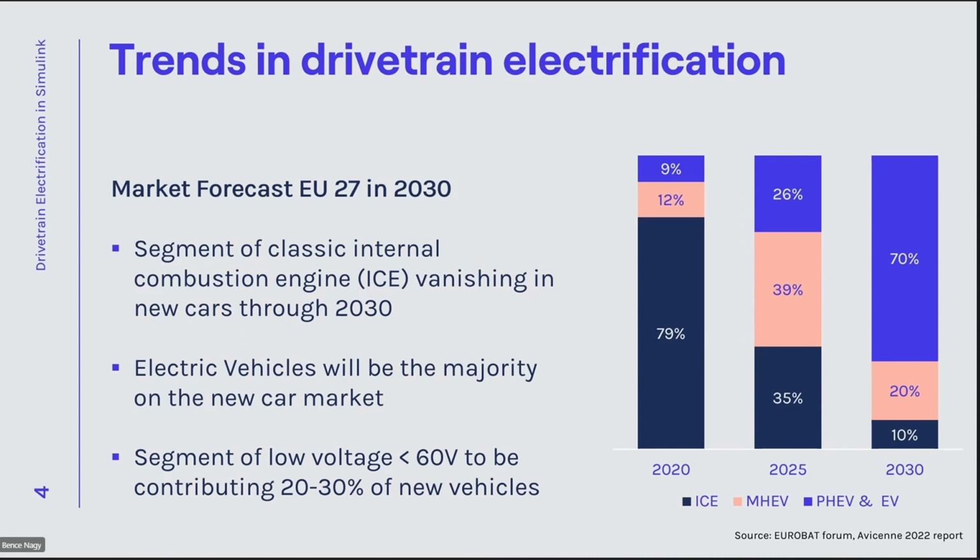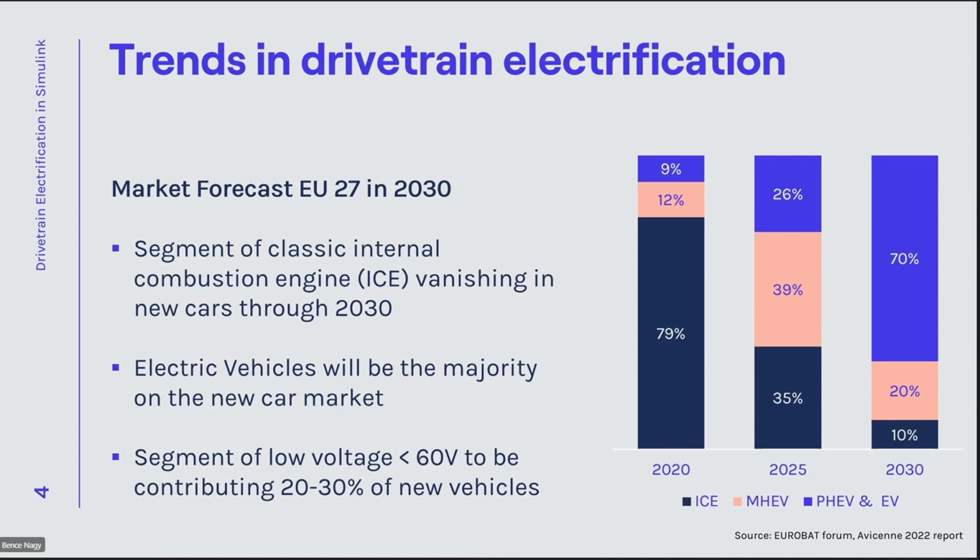So you can see that from 2020 until 2030, the segment of classic internal combustion engines, or ICEs, is vanishing in the sale of new cars. And you can also see that the electric is getting more and more focus, and they will be the majority of the new car market. The mild hybrids are also important, and in 2025 they will represent the majority on the new car market, and they will take up around 20 to 30% by 2030. So we can see that the whole industry is changing, and we have a pretty big ramp up in the new car sales regarding electric vehicles.